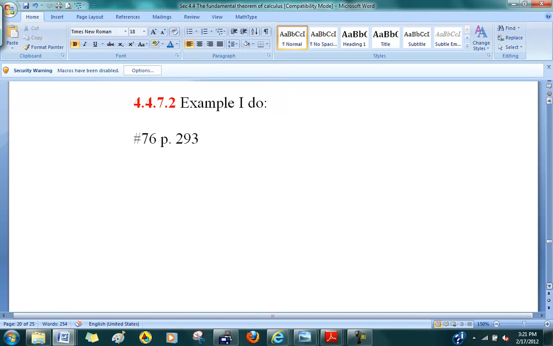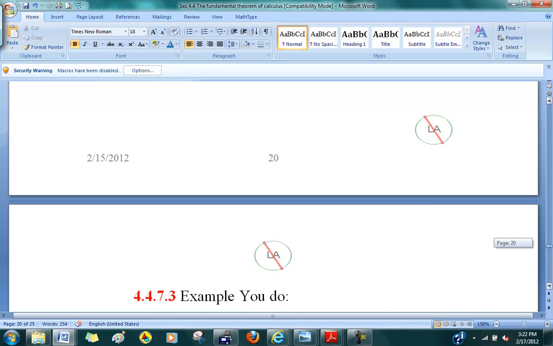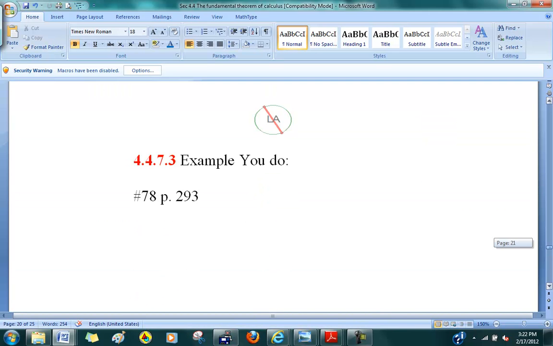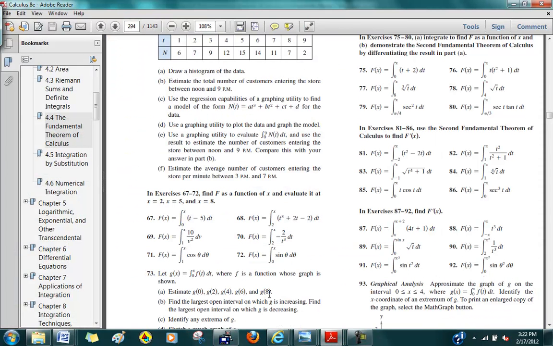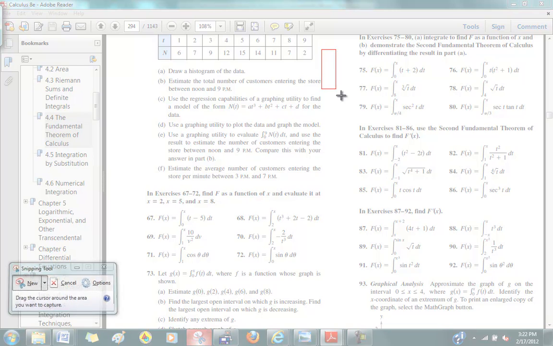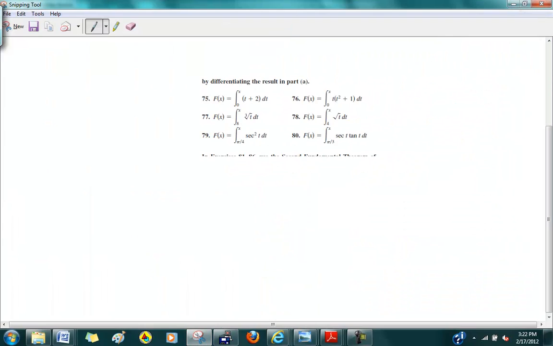Okay, next one I think you are supposed to do, and since you are not here, I get to do it. And number 78. Okay, I guess I shouldn't have closed that other window. Okay, number 78. Going to snip again. Number 78, same kind of process. I want to find f prime of x.